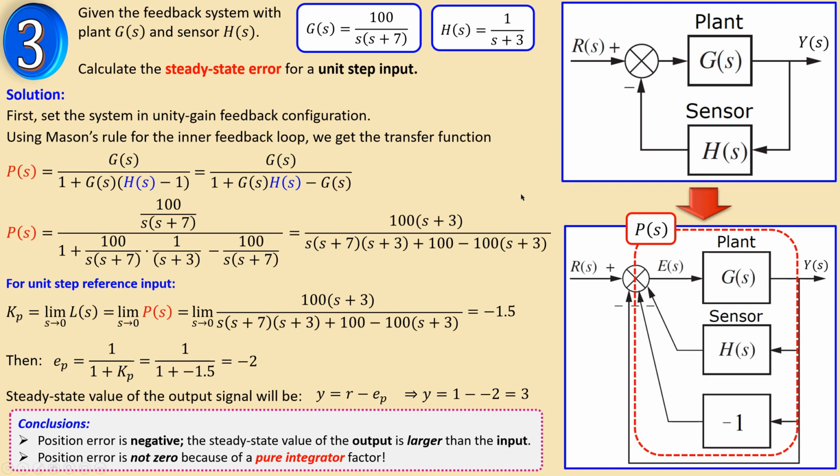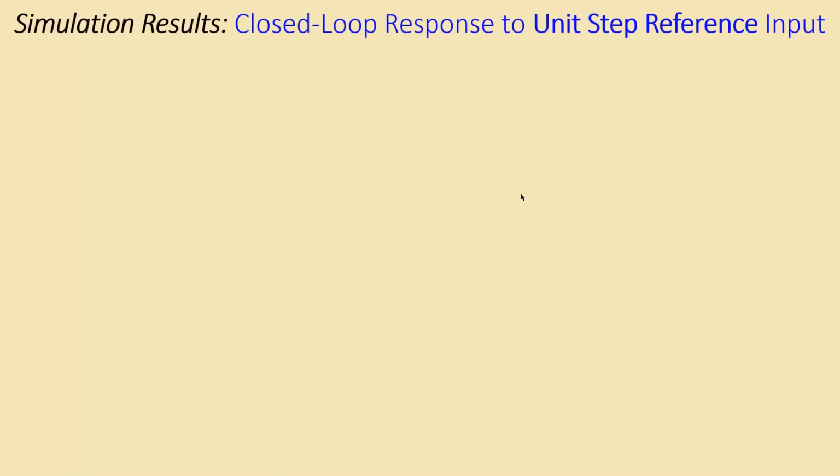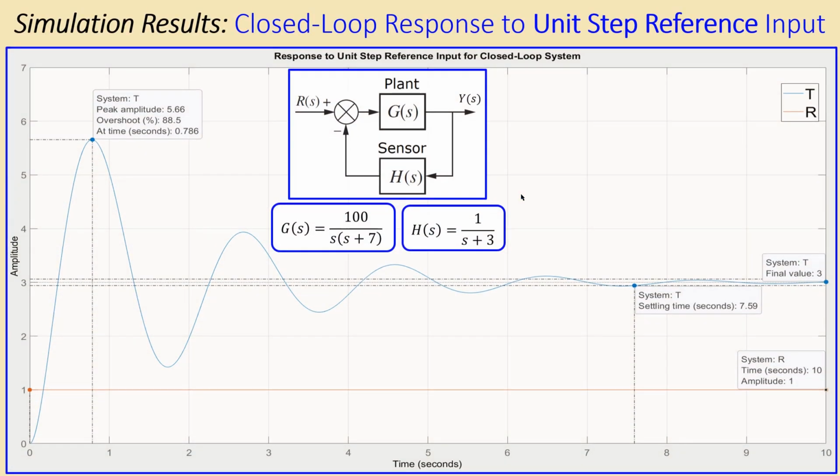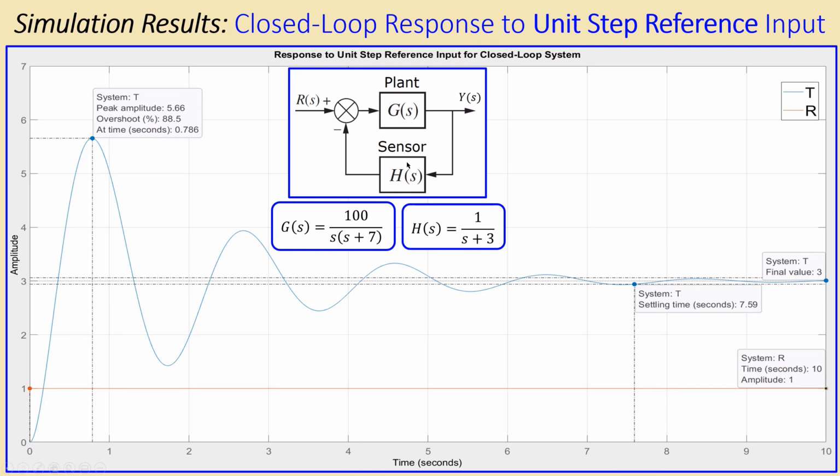So let's now check the calculations with the simulations, and confirm our calculations for example number 3. This is the plant and also the sensor, and these are the transfer functions. Again, I have plotted the reference, which is our step input. You can see it is just one amplitude, our orange line, and T is our response, the blue line. It has a large overshoot, but that is a discussion aside.